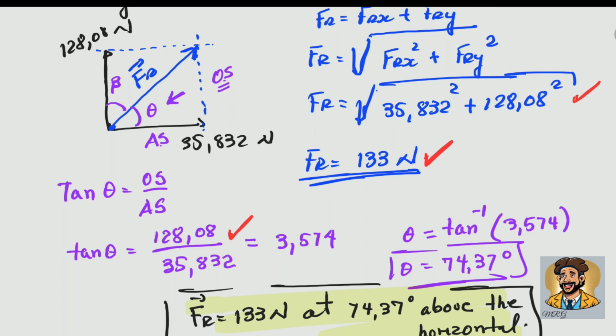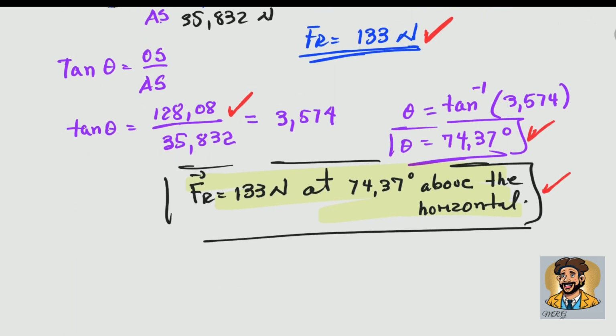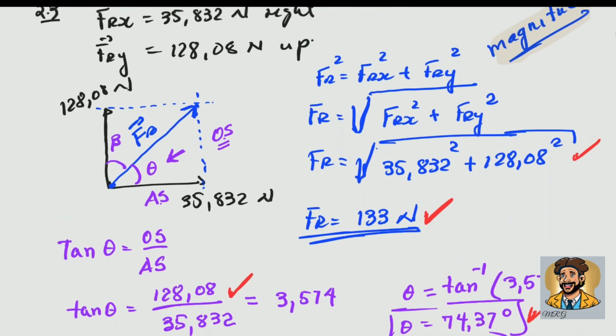You can use tan, you can use sine, according to what you want. You have all the values there. 1 mark for the final answer of the direction, and then they gave 1 mark for writing the final answer correctly with magnitude and direction. That is this question. I hope you understand.